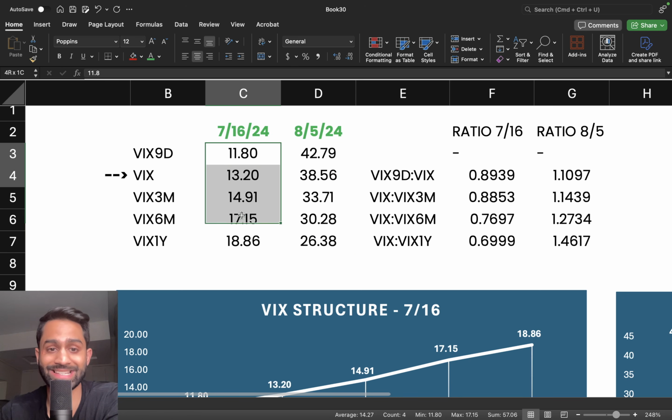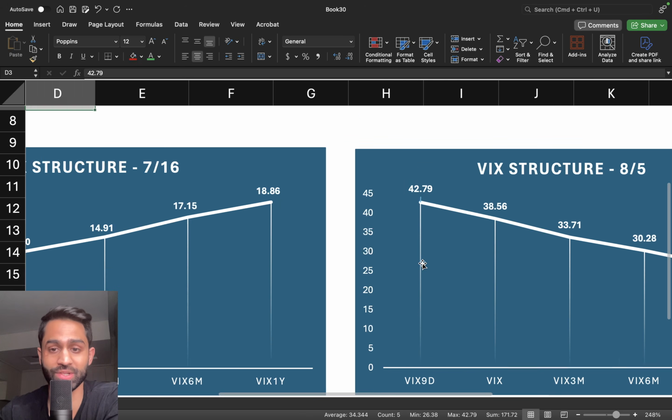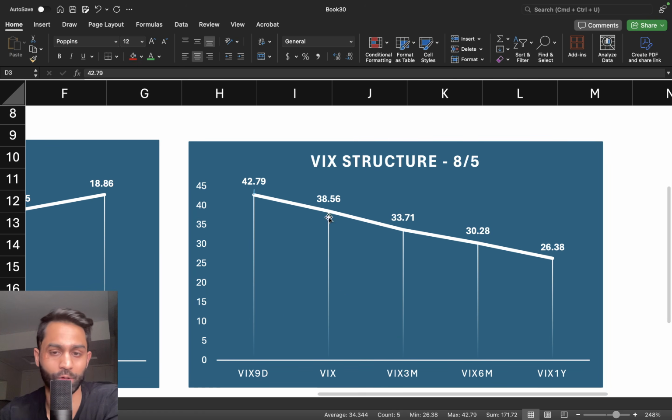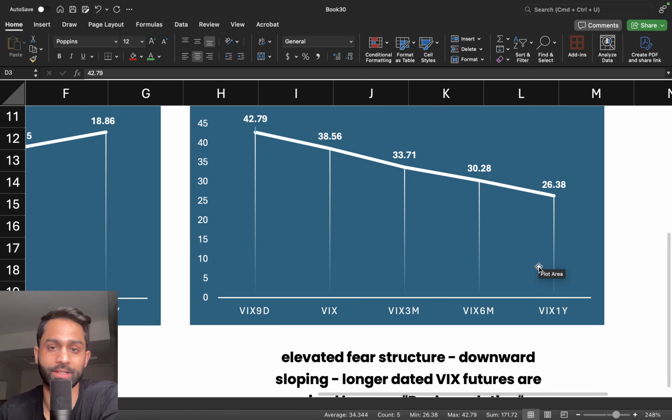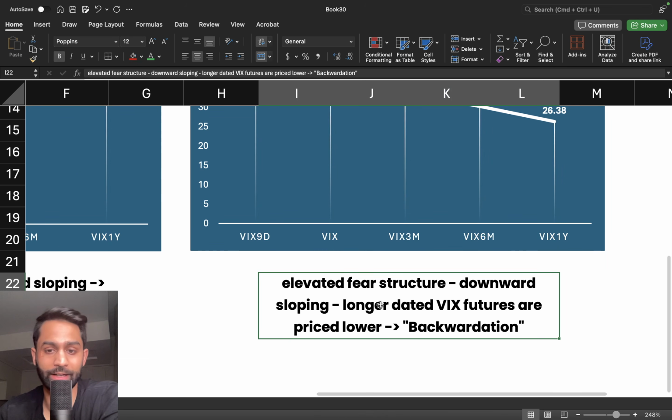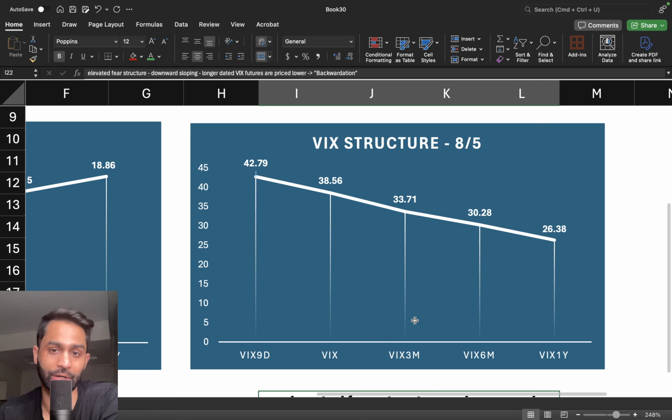So this was an ascending chart. This should be a descending chart. So it actually flips to backwardation. And this is what backwardation looks like, because the short end of the curve is extremely high at over 42. And the longer you go out in volatility, the lower the values are, because the market now starts pricing in that VIX is extremely high on a short-term basis. And as we go out, there's going to be a crush in volatility, and we're going to see this chart be downward sloping. So this is the elevated fear structure, downward sloping, also called backwardation, and longer dated VIX futures are priced lower as you go further out in time.